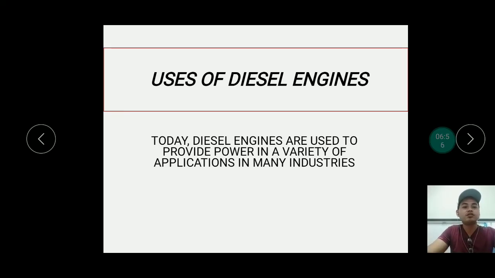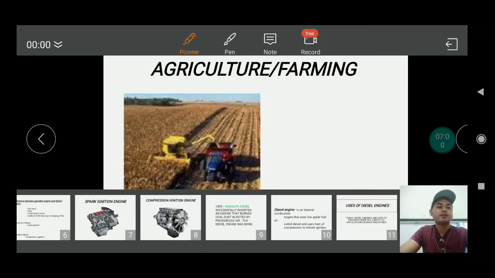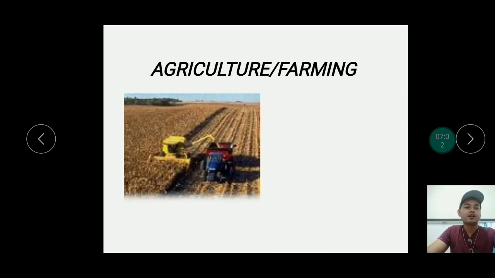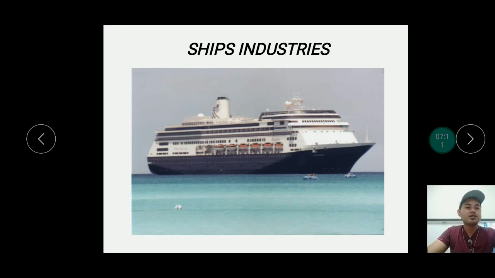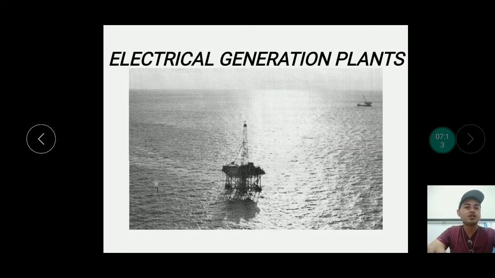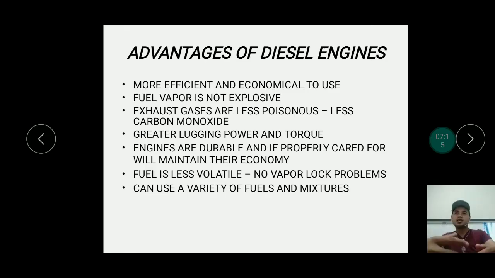Okay, the uses of diesel engines. Today, diesel engines are used to provide power in a variety of applications in many industries. Like agriculture, farming, they use diesel engine. Transportation, ships industries mostly use diesel engine. Electrical generation plants, since diesel is cheaper than gasoline.